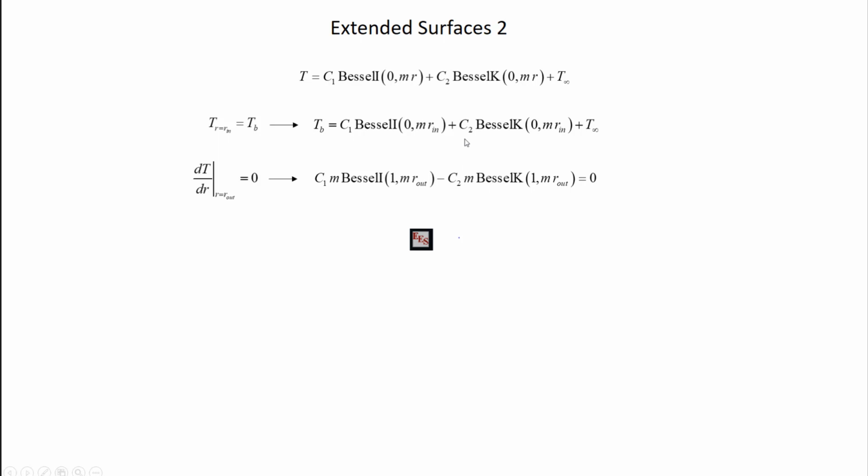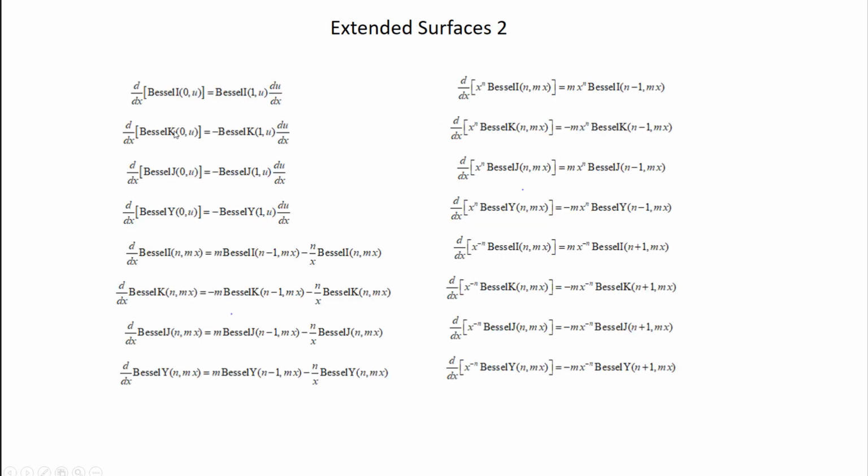So I need another algebraic equation, and that requires me to take the derivative of temperature and set it equal to 0. So I have to take the derivative of these two modified Bessel functions, and this is where you need to go back and maybe look at this sheet. So we're taking the derivative of the 0th order modified Bessel function of the first kind, and apparently that becomes the first order modified Bessel function of the first kind.